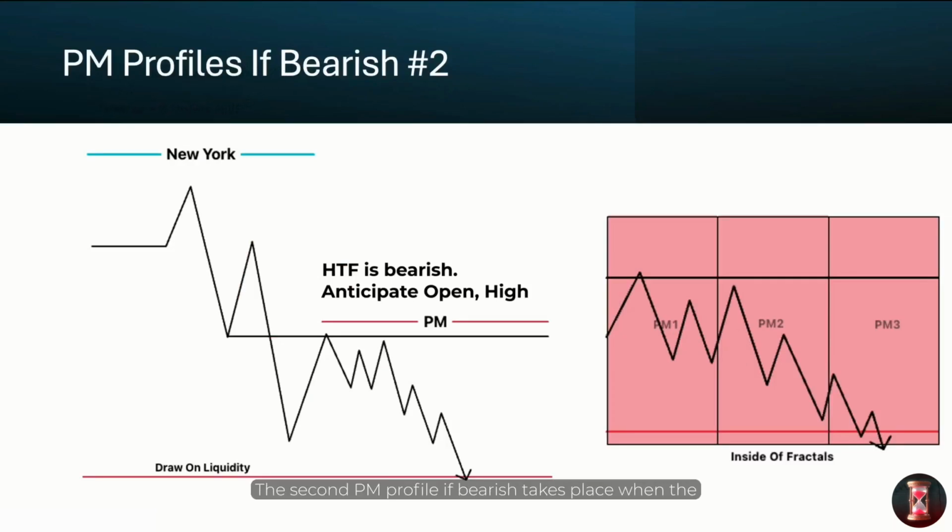The second PM profile, if bearish, takes place when the market is in a rush to reprice towards the downside. The only difference between this schematic and the previous schematic is the following, where you can see that in this schematic, the PM2 high doesn't form above the PM1 high. In the previous schematic, you saw the PM2 high form above the PM1 high, which is the launch cycle high. But in this case, a lower high forms. And that is showcasing to you that there's an urgency for the market to be repriced lower.